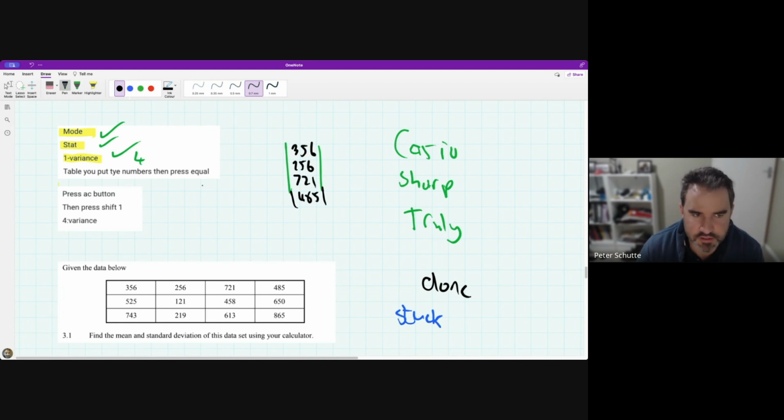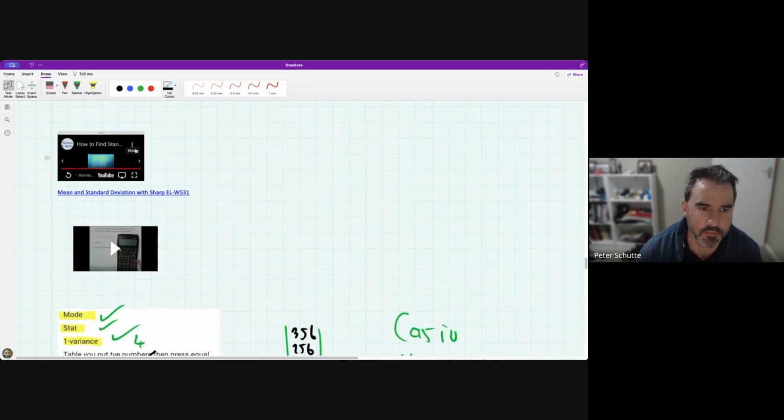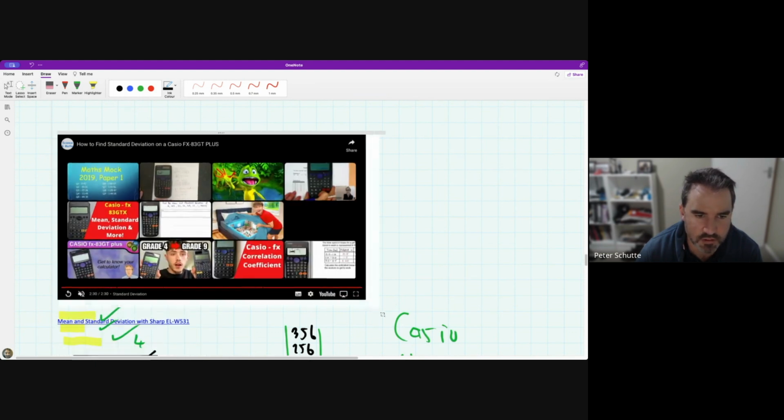Okay, now for those who are done, I want you to press the AC button. Then I want you to press Shift and 1. So Shift and then 1. And then I want you to hit 4, actually maybe not for the variance. Let me show you what this looks like again on my video. So let's actually open up this video and show it to you, because I think it will be helpful for everyone to see what has to happen here.